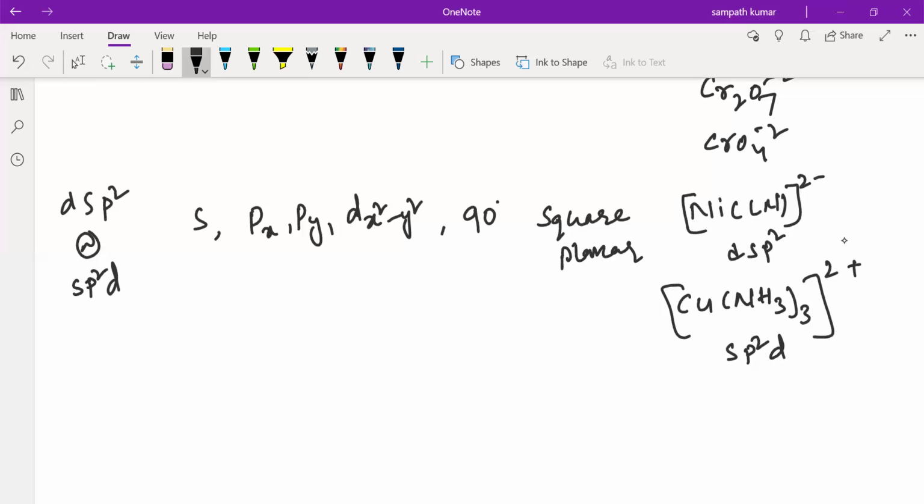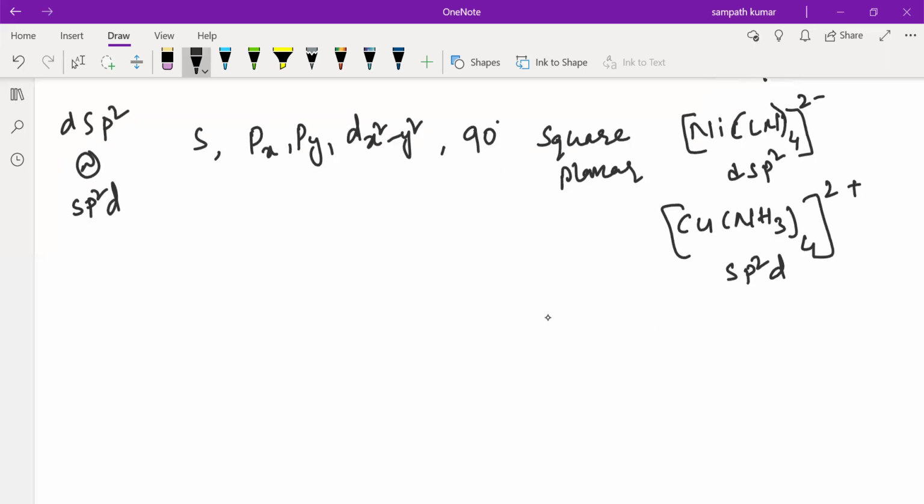But here the examples are different. Tetraammine, tetracyano: this is also a nickelate plus 2 complex. This is also dsp2 hybridization of the molecule.